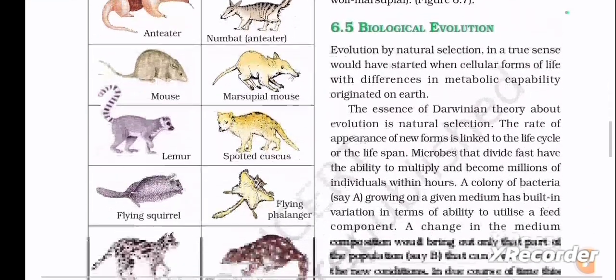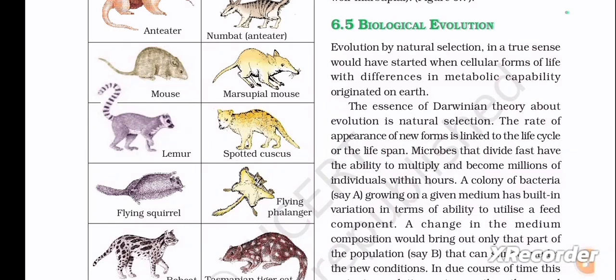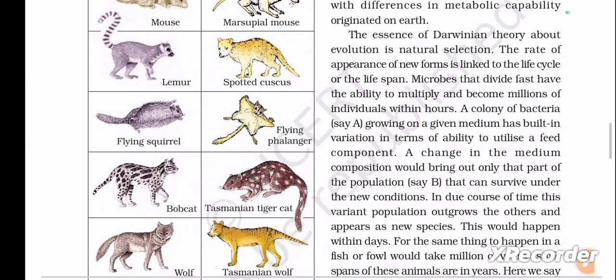Next is biological evolution. Evolution by natural selection in a true sense would have started when cellular forms of life with differences in metabolic capability originated on Earth. The essence of Darwinian theory about evolution is natural selection. The rate of appearance of new forms is linked to the life cycle or the lifespan. Microbes that divide fast have the ability to multiply and become millions of individuals within hours.